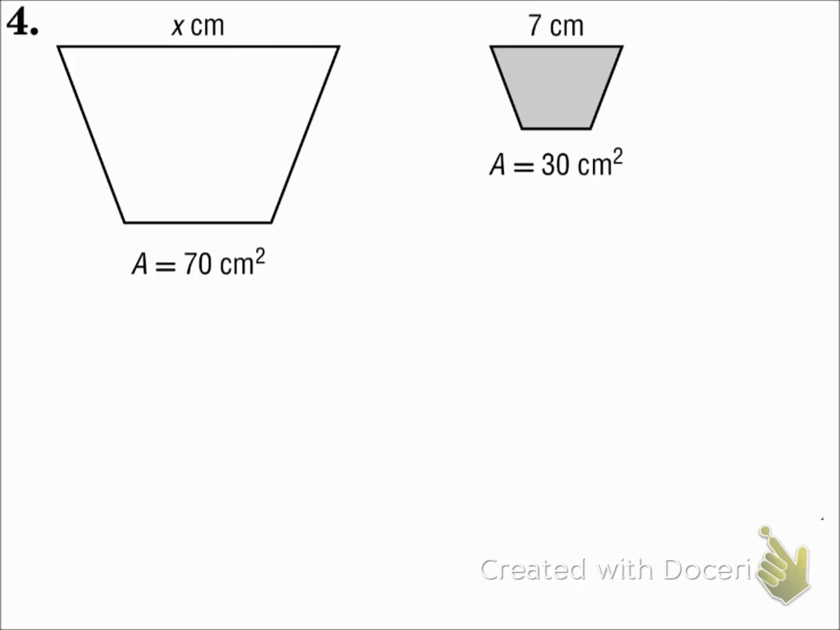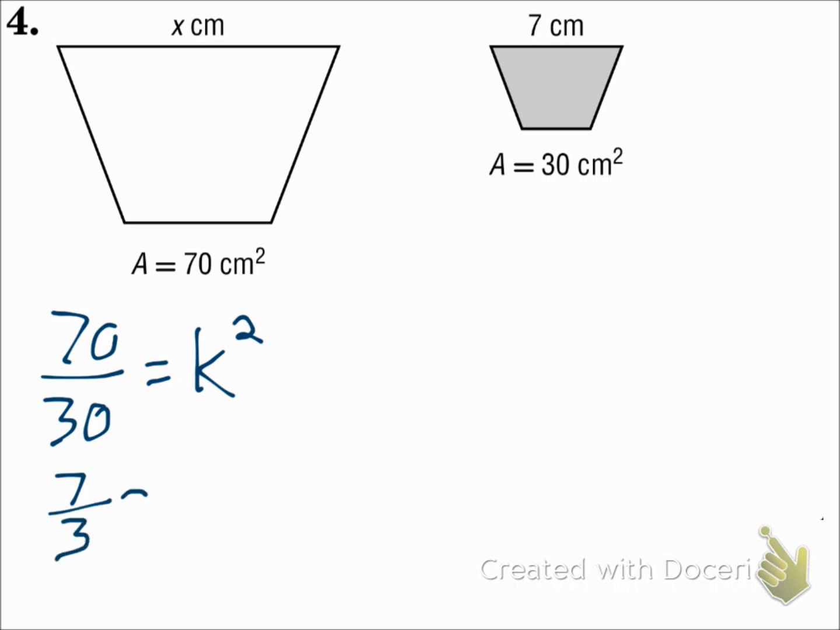Use the same formula here. Area over area, and that's unshaded to shaded, equals k squared. Always do area over area equals k squared. I can simplify that fraction to 7/3, and then take the square root of each side, k is about 1.53.